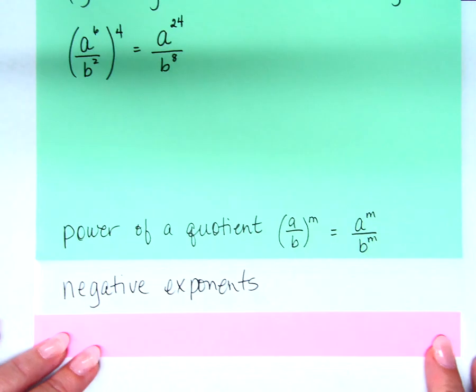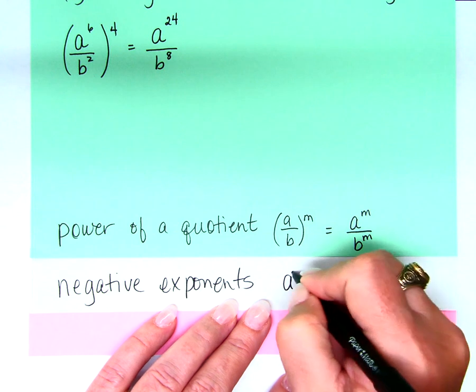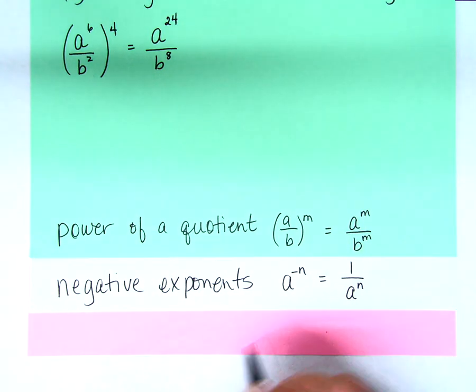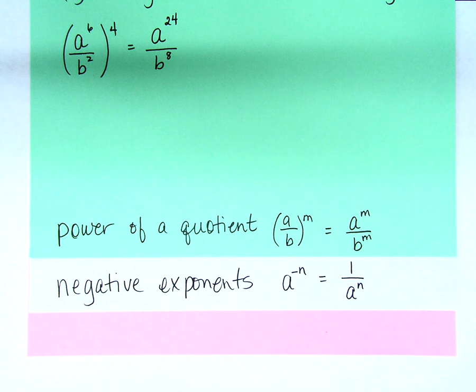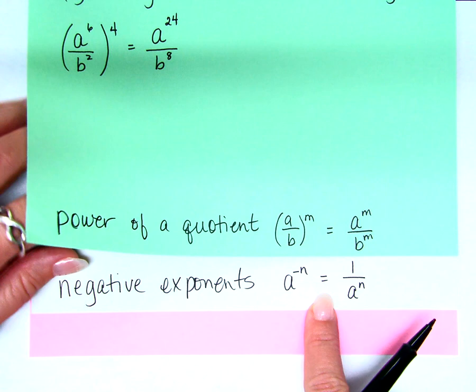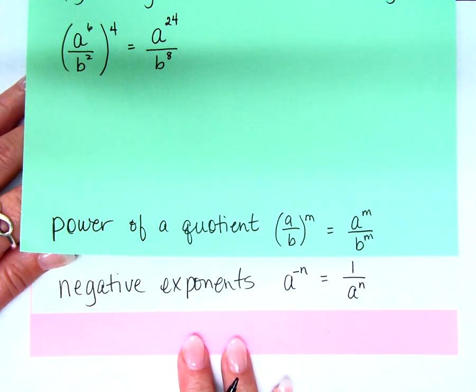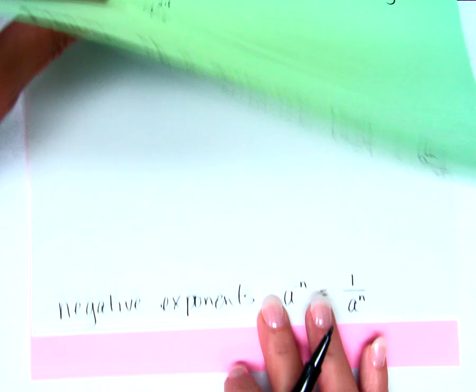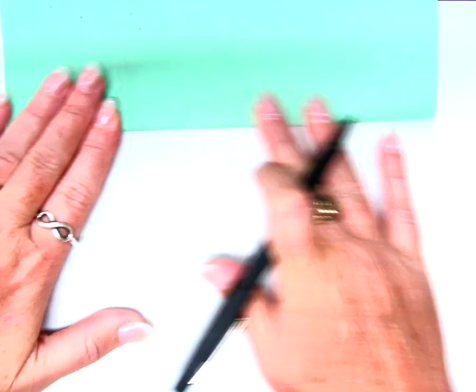Negative exponents. If I have a to the negative n, we want that to be 1 over a to the n. Negative exponents, a raised to the negative n power equals 1 over a to the n power. So here's the deal. I can teach you rules, which is what I'm trying to do right now, or I can tell you silly stories to help you remember some of those rules. I have a silly story for you here.